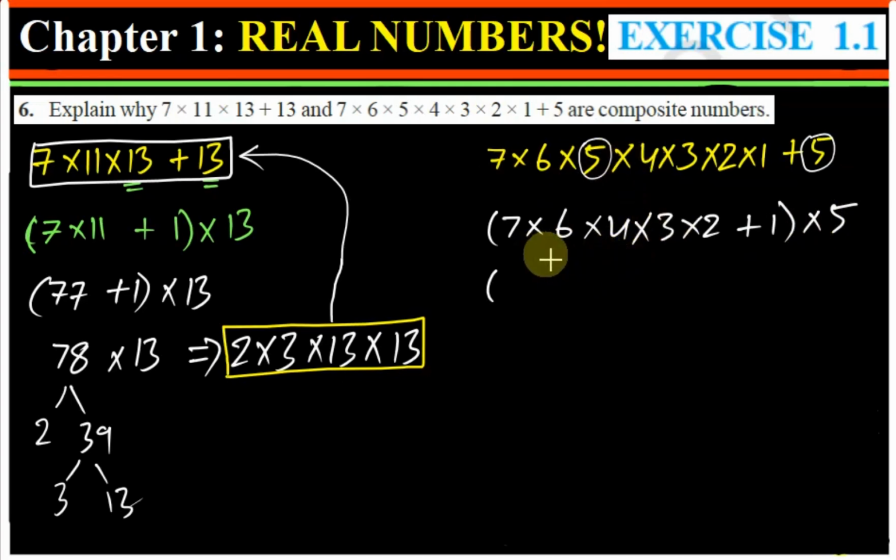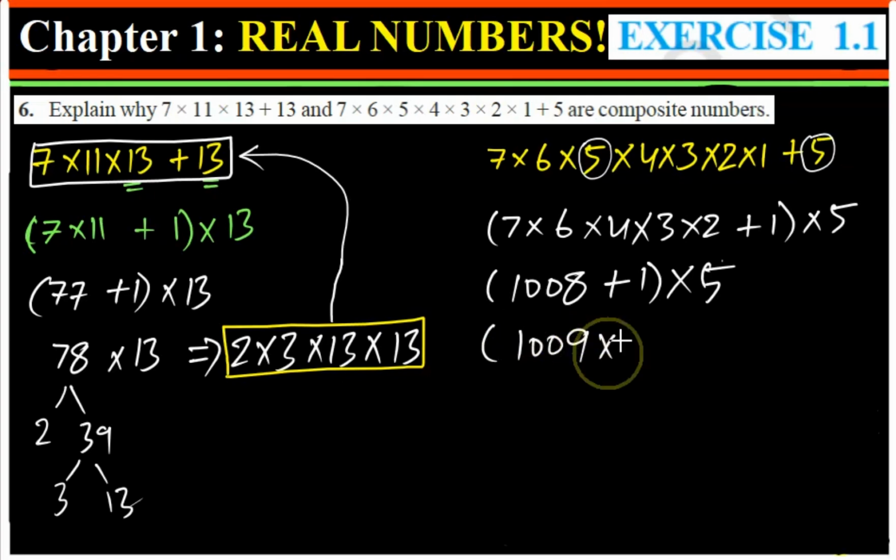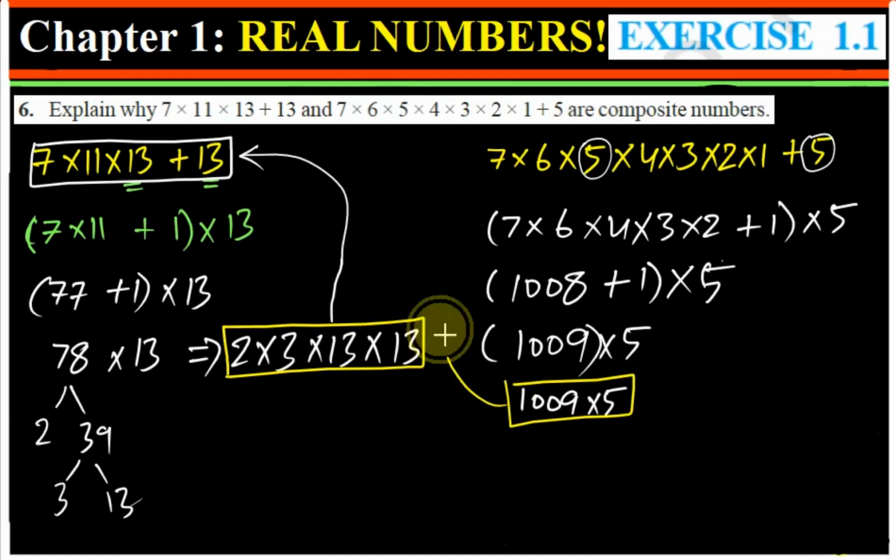But if you want to show it in detail, first let's multiply this. What you will get? 7 into 6 into 4 into 3 into 2. If you multiply it, you will get 1008 plus 1 into 5. So this will become what? 1008 plus 1, that is 1009 into 5. So we can see here we have other factors except 1 and the number itself. We have 2 more factors, 1009 and 5. Therefore this number is not a prime number. So this number is a composite number. Okay, I hope you understood.